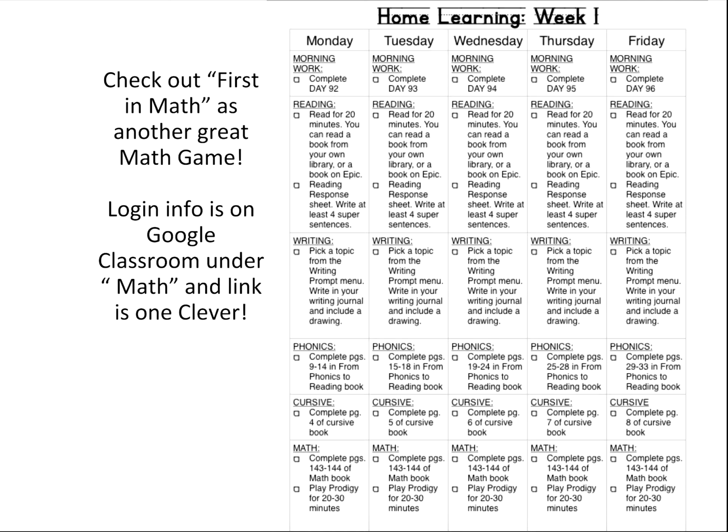You're expected to read for 20 minutes. You can read a book from your own library or a book on Epic. You can also listen to the read aloud that I'm about to record and post on a book called The Leprechaun's Gold. And you're going to pick a reading response sheet to complete. You're going to write at least 4 super sentences. For writing, you're going to pick a topic from the writing prompt menu. Write in your writing journal and include a drawing.